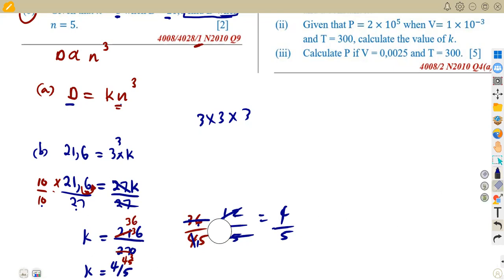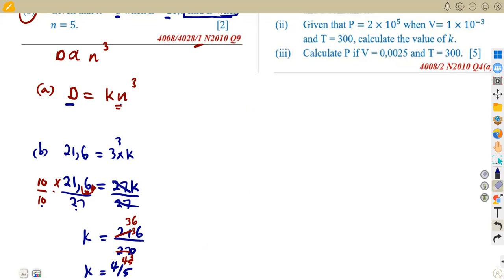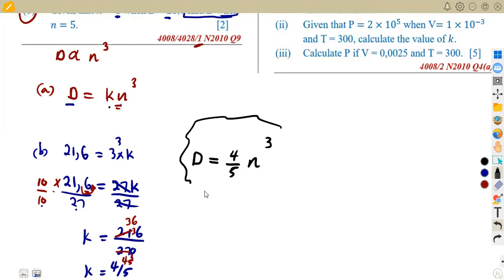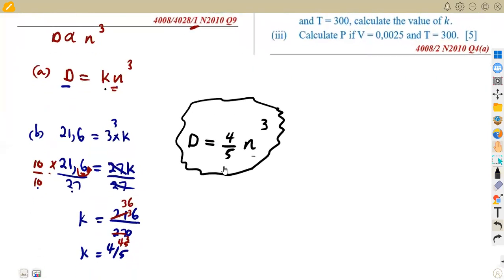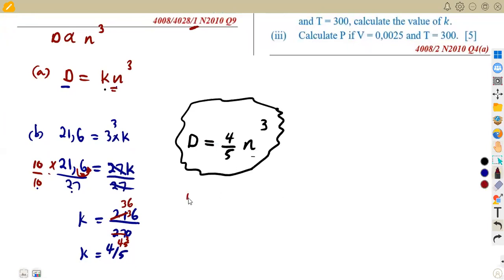So which gives us a relationship now with the value of k that we determined. It then follows that d is equal to what? d is equal to k, 4 over 5. So it is going to be 4 over 5 n to the exponent of 3. So we now have a relationship which connects d and n, but that's not the question. The question is find d when n is equal to 5. From the relationship, now we can substitute the value of n, which is 5. We are given that n is 5, so therefore d is going to be 4 over 5 times n, which is 5 to the exponent of 3.